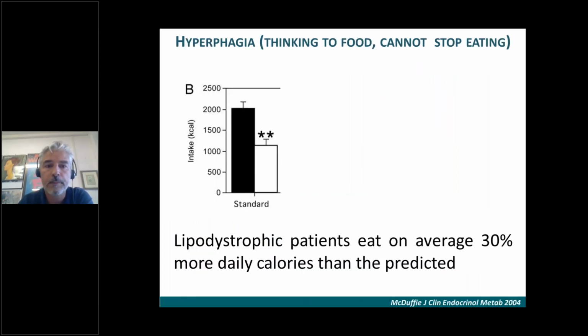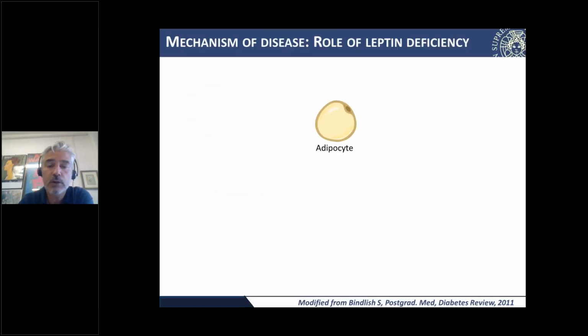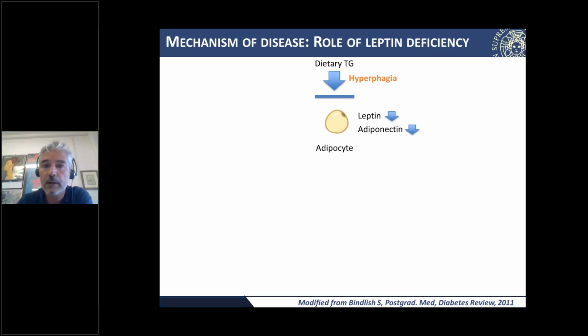As I said earlier, patients may refer increased appetite, and it is clear that on average, a lipodystrophic patient eats at least 30% more calories than predicted. And this is because, as I said earlier, the reduction or the disappearance of the fat mass, the white adipocytes, decreases circulating leptin levels. Leptin is an important anorectic hormone, and if leptin levels are down, hyperphagia develops.